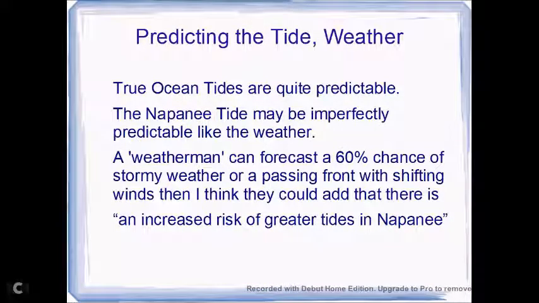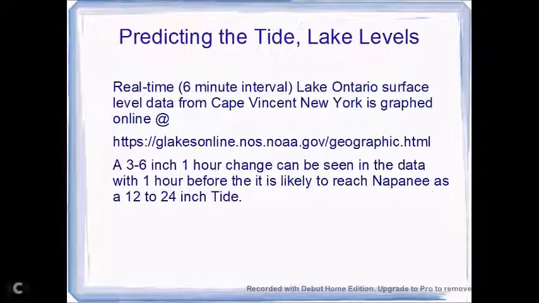Since true ocean tides are predictable, a little freshwater tide might aspire to being forecast. Because it is a weather-caused tide, it will be difficult. But just for fun, a local weatherman could reasonably say there is an increased probability of tidal extremes around 1 to 5 hours after this storm passes at around 4 p.m. this afternoon.